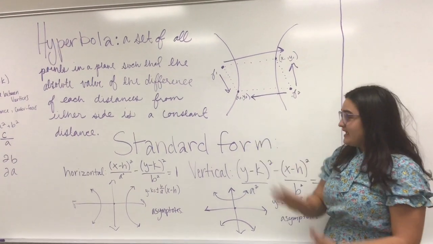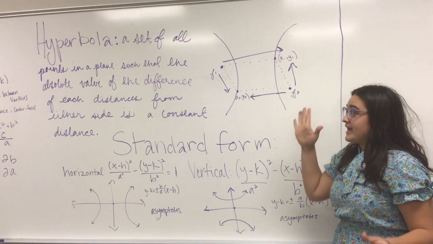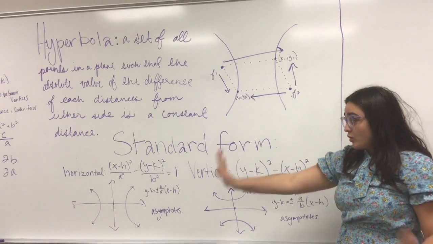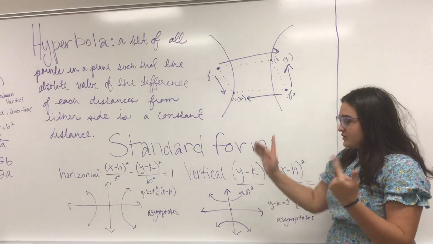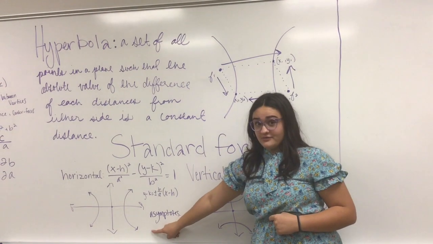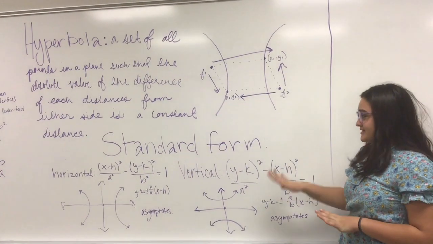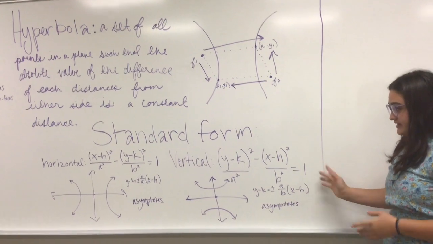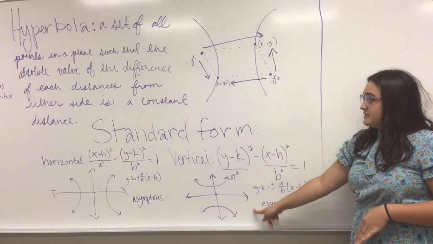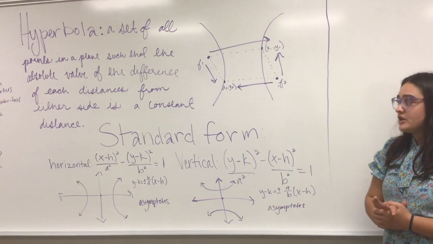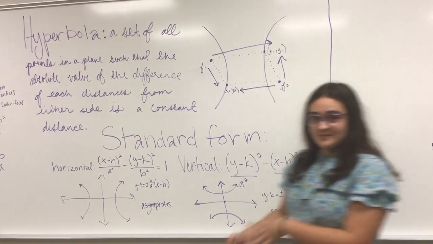Okay. And so our standard form of a hyperbola for the horizontal side is going to be here, and it looks like this on a graph. And then the vertical standard form is as so, and it's going to look like the switch or the reflection of your horizontal. Now in looking at a hyperbola, you need to know a set of specific things.